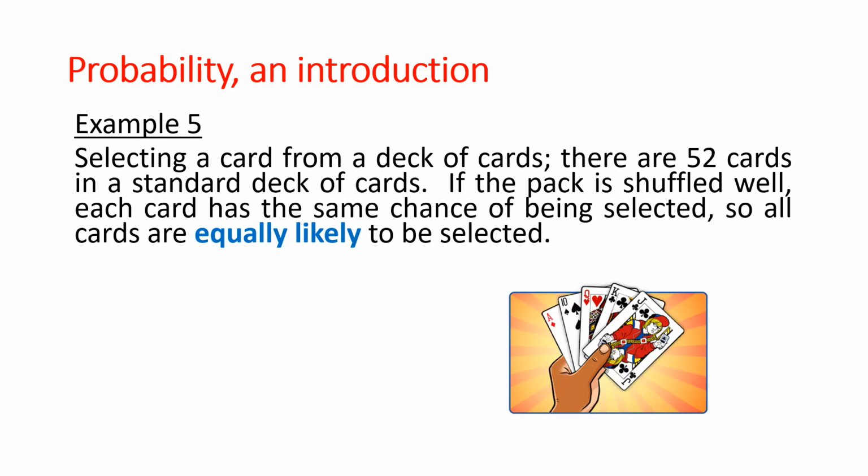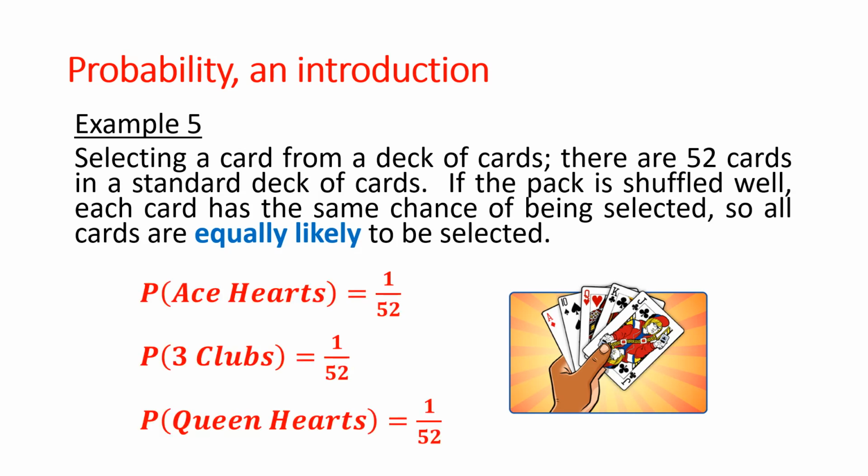What about selecting a card from a deck of cards? You need to remember there are 52 cards in the standard deck of cards. If all the cards are being shuffled well, each card has the same equally likely chance of being selected. So the probability of getting the Ace of Hearts is 1 chance out of 52, which is the same as the probability of getting the Queen of Hearts.